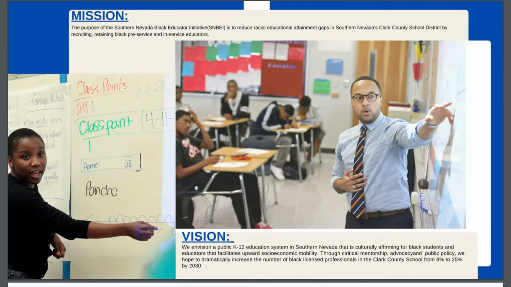So our mission, or the purpose of the Southern Nevada Black Educators Initiative, is to reduce racial education attainment gaps in Southern Nevada's Clark County School District by recruiting and retaining Black pre-service and in-service educators. So we envision a public K-12 education system in Southern Nevada that is culturally affirming for Black students and educators and that facilitates upward socio-economic mobility. Through critical mentorship, advocacy, and public policy, we hope to dramatically increase the number of Black licensed professionals in Clark County School District from 8% to 25% by 2030.